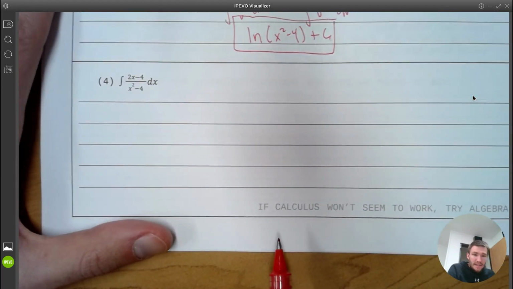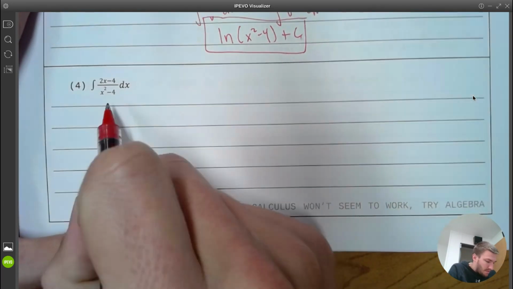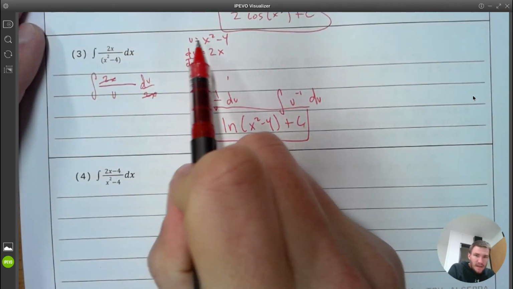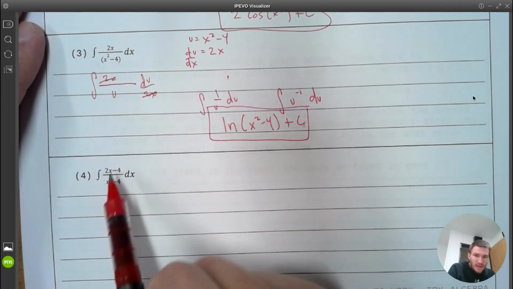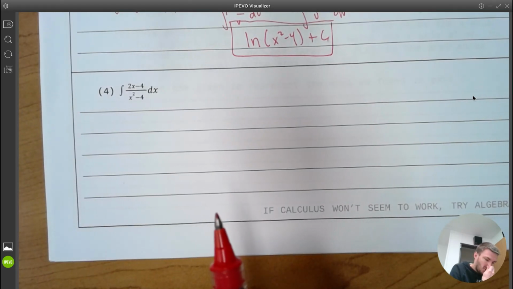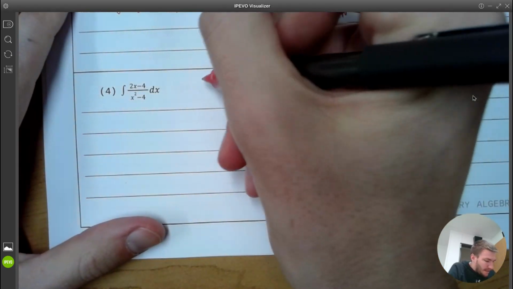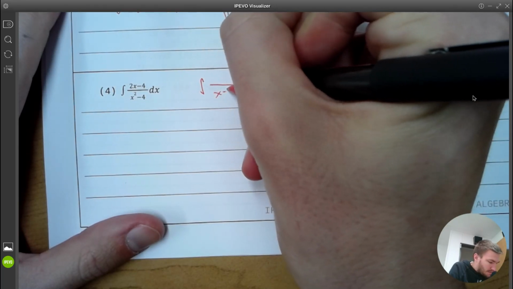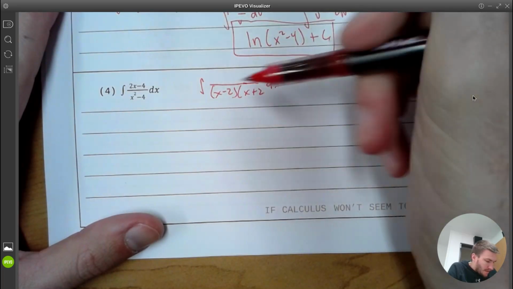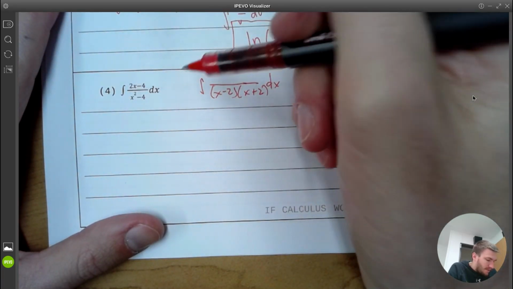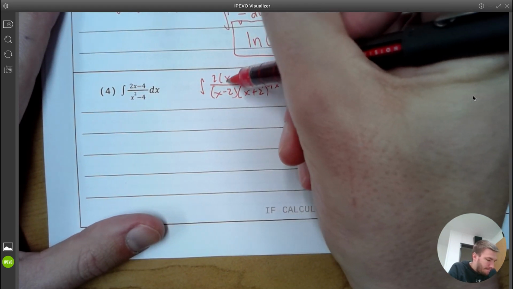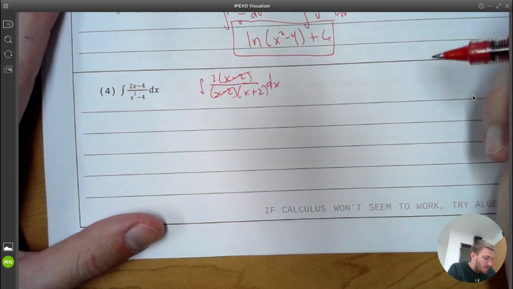This next question, we got a hint. If calculus won't seem to work, try algebra, because if I do the same thing and I get my u is 2x and then I try, it's not going to cancel out. So the hint says try algebra. I think I can factor the bottom. X minus 2, x plus 2. But that still doesn't cross out perfectly on the top. I think I'm noticing that I need to do GCF. And now it will cross out.